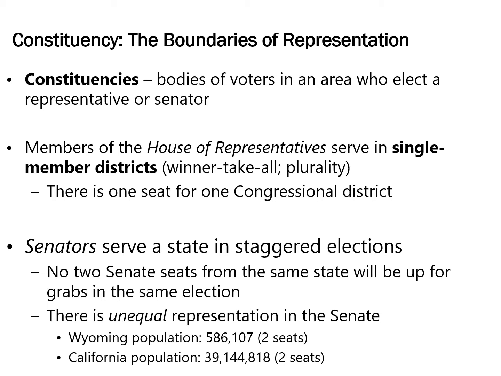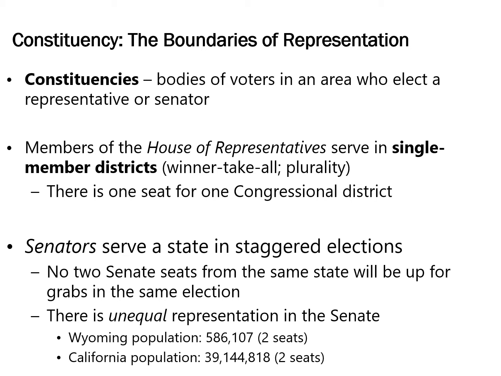Alrighty, so the boundaries of this. You don't need to write this down. This is just FYI. When I say constituencies, I'm talking about the bodies of voters in an area who elect their representative or senators. So if you live in District 6 in Lassiter District, you are a constituent of District 6 Representative Lucy McBath, okay? I am a constituent of District 11 Representative Barry Loudermilk.